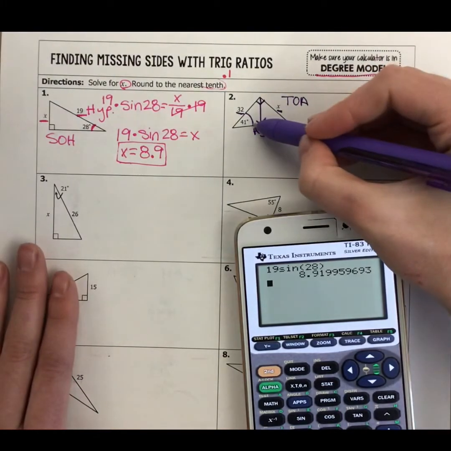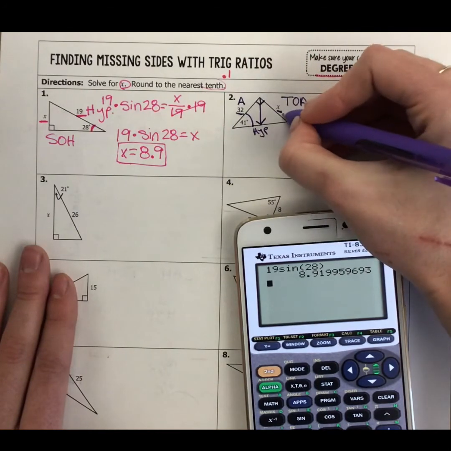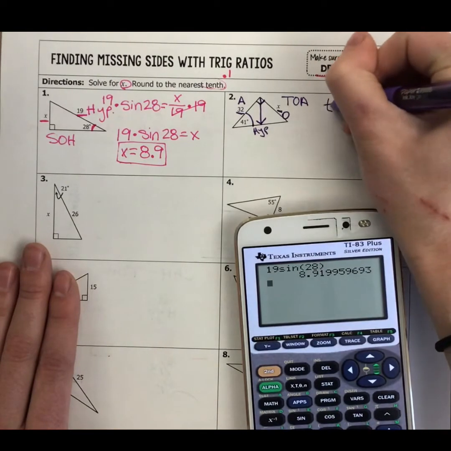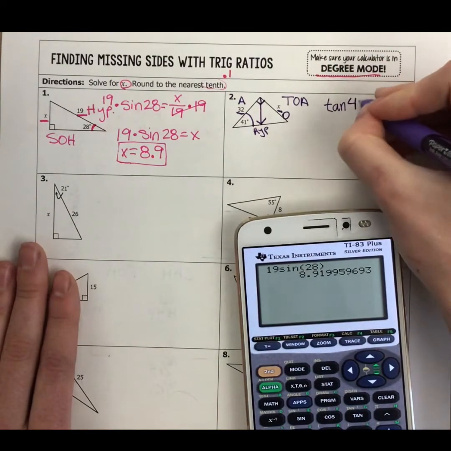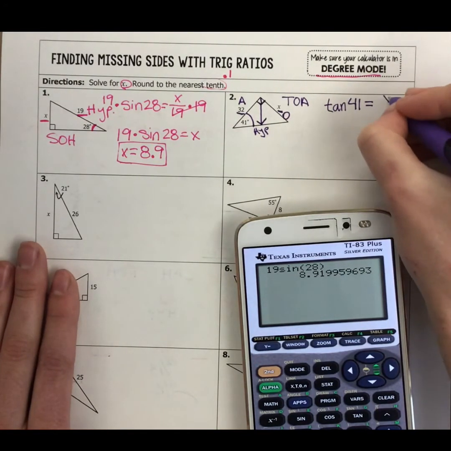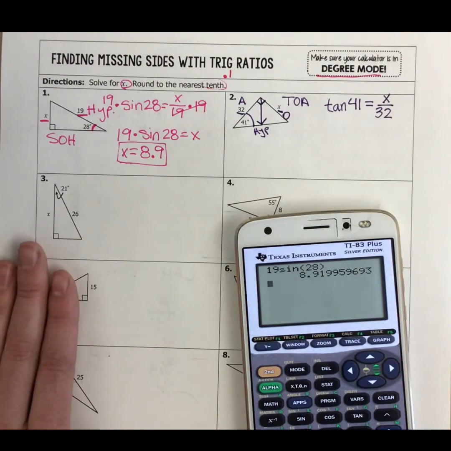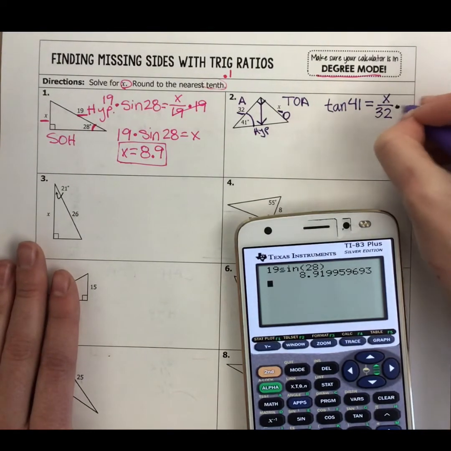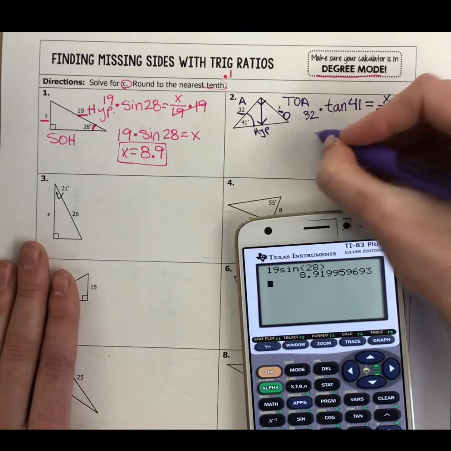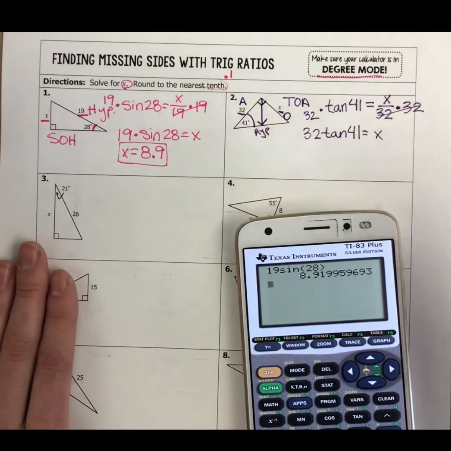So if we look, our angle 41 here is right next to 32, so this is our adjacent, and x is our opposite. So for this equation, we would say that tangent of 41 equals opposite over adjacent, which is x over 32. So our next step, to get x by itself, multiply both sides by 32. So we have 32 tangent 41 equals x.